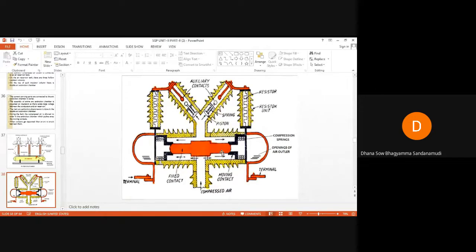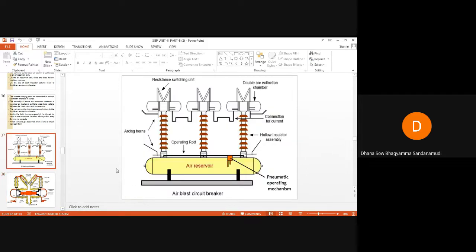The operating mechanism will operate the operating rod when it gets a pneumatic or electrical signal. Whenever a fault occurs, there will be an operating mechanism which will operate this operating rod. You can see there is a rod here. This operating rod is operated by this pneumatic mechanism. So when a fault occurs, the pneumatic mechanism will operate this operating rod.